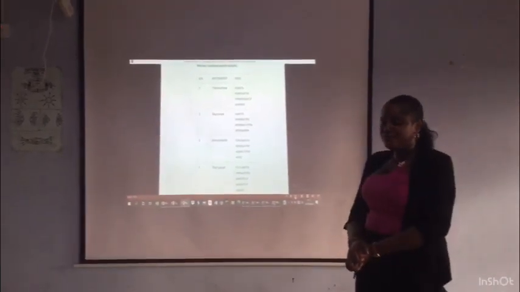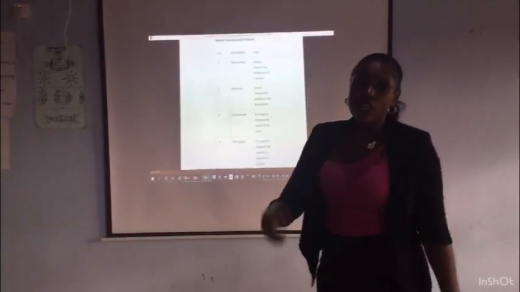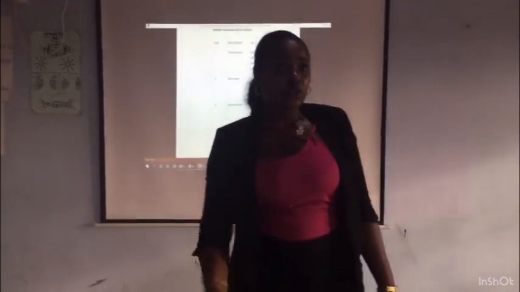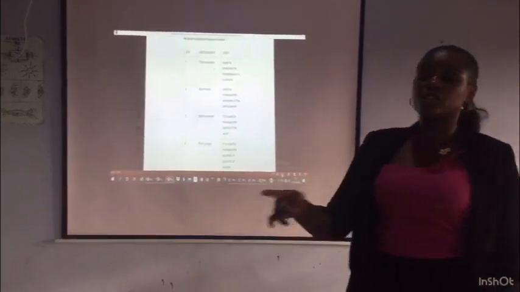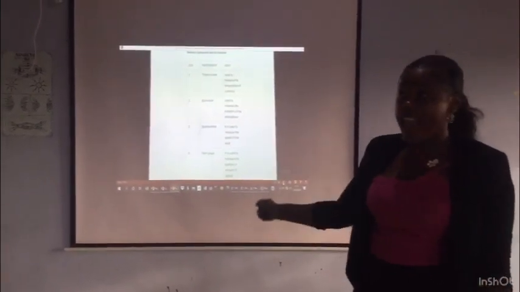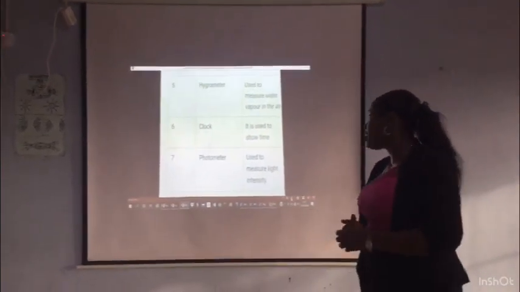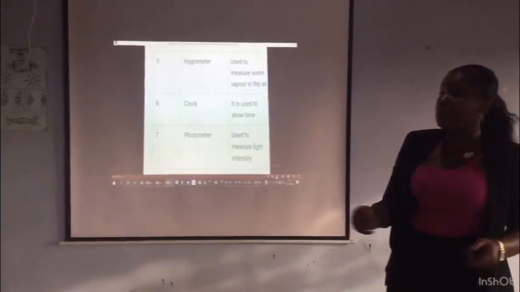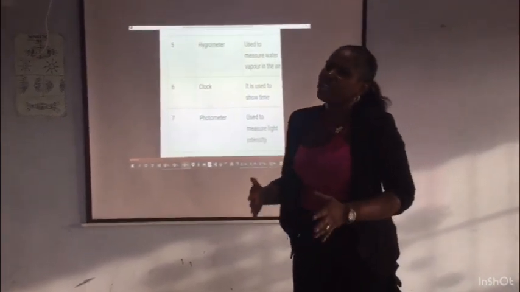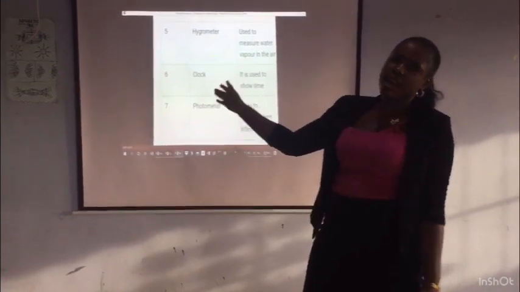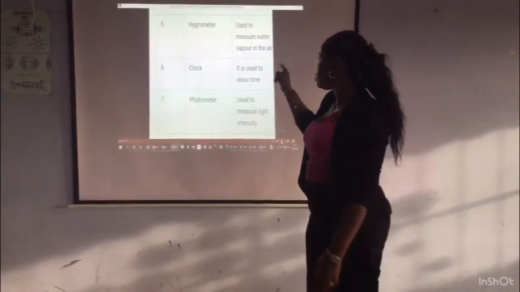Okay, now we have the rain gauge. Rain gauge is used to measure the quantity or the amount of rainfall. So it's used to check the amount of rainfall that's falling for that particular time. We make use of the rain gauge. Okay, and next we have the hygrometer. The hygrometer is used to measure water vapor in the air. So all these are the things we use. Whenever we're talking about weather, we need all these instruments at hand so that the meteorologists can use them to give their report. So all these are instruments used for weather.